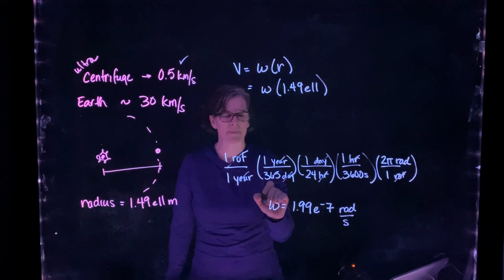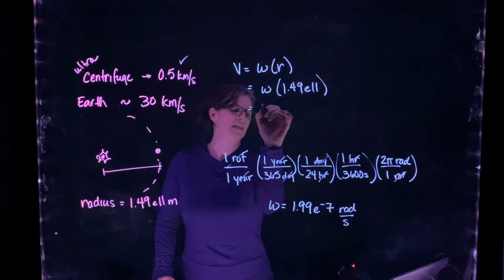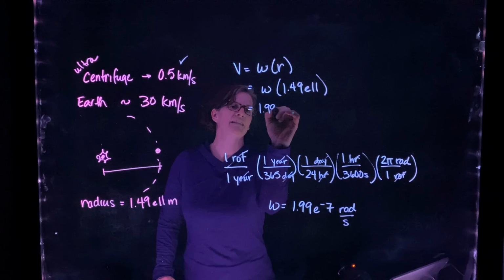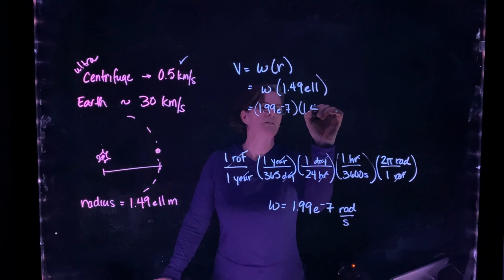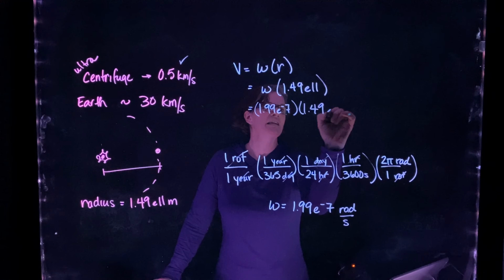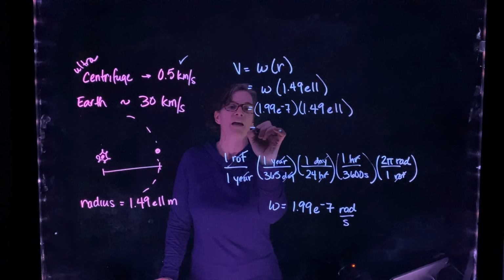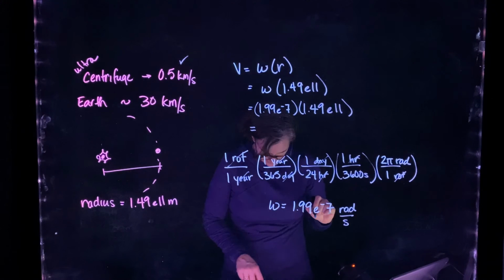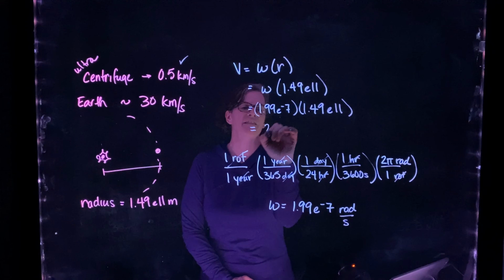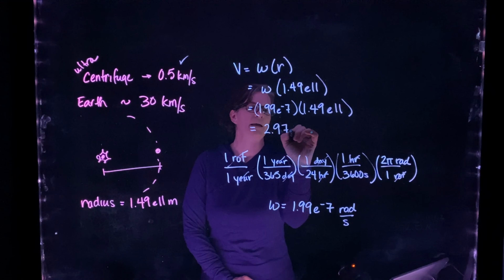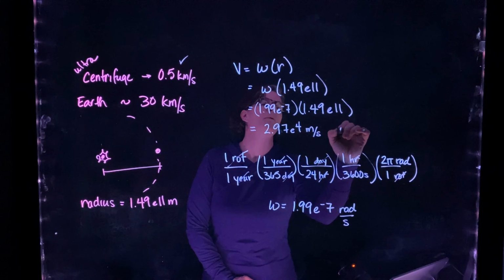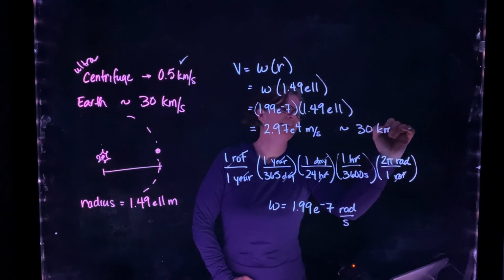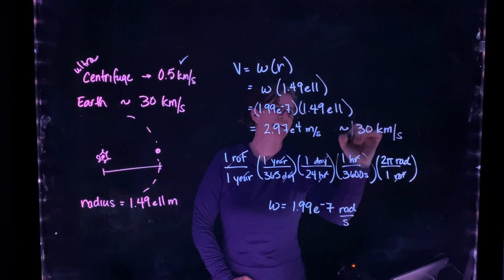So I can plug that in up here. We get 1.99 times 10 to the minus 7th times 1.49 times 10 to the 11th, and we get a velocity of 2.97 times 10 to the 4th meters per second, which is about equal to 30 kilometers per second.